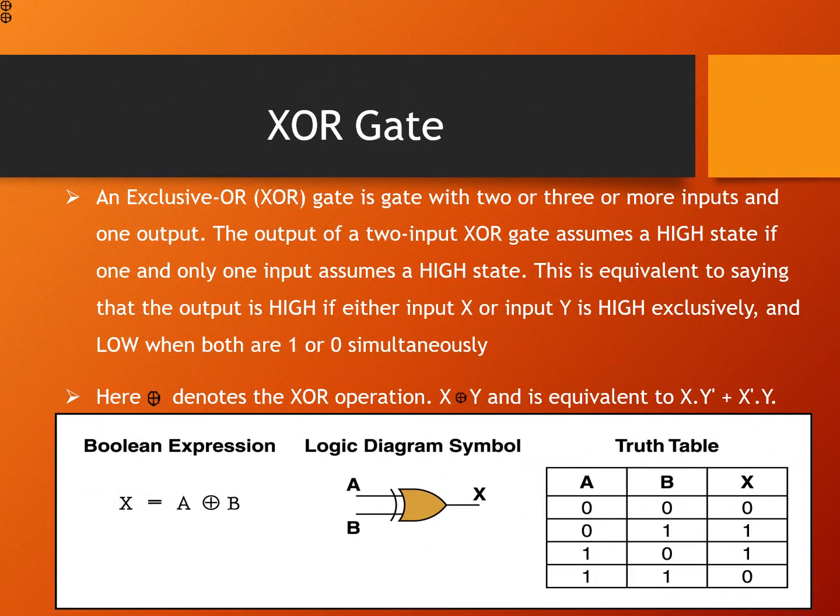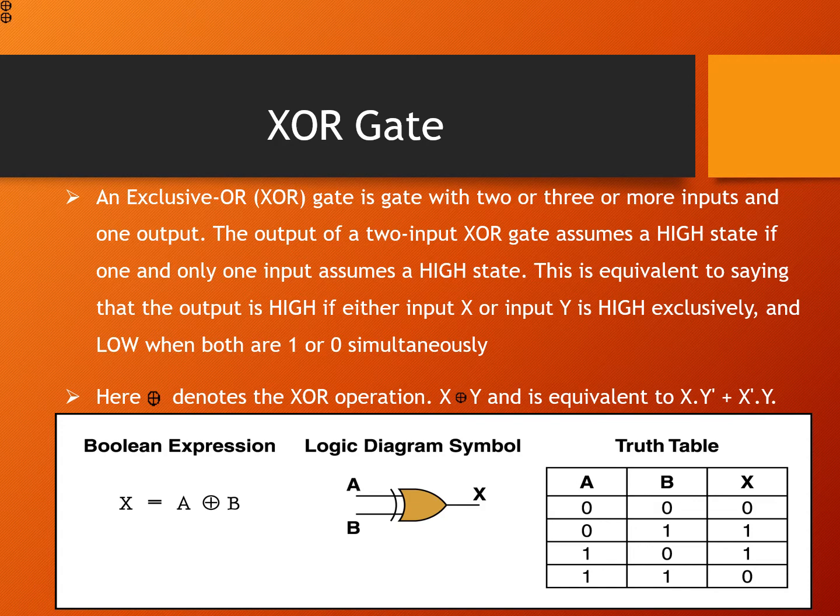Next, XOR gate. An exclusive OR gate or XOR gate has 2 or 3 or more inputs and one output. The output of a 2-input XOR gate assumes a high state if one and only one input assumes a high state. This is equivalent to saying that the output is high if either input X or input Y is high exclusively, and low when both are 1 or 0 simultaneously.